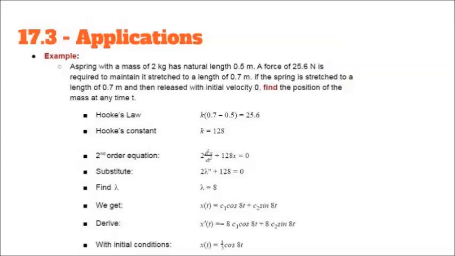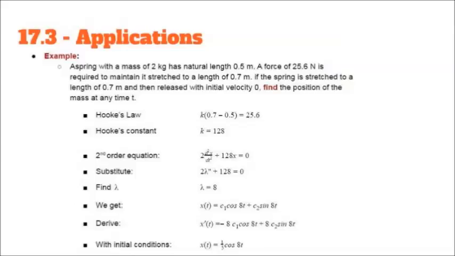A spring with a mass of 0.2 kilograms has a natural length of 0.5 meters. A force of 25.6 newtons is required to maintain it stretched to a length of 0.7 meters. If the spring is stretched to a length of 0.7 meters and then released with an initial velocity of 0, find the position of the mass at time t. So using Hooke's law, we input the equation k times (0.7 minus 0.5) is equal to 25.6 newtons. So we solve for k, and we find that k is equal to 128.